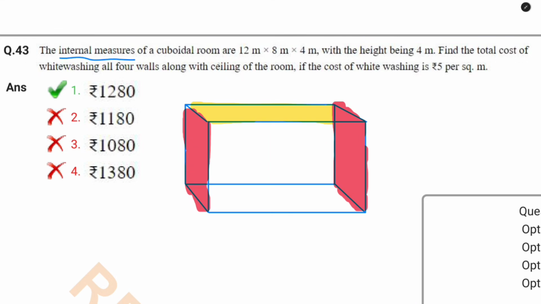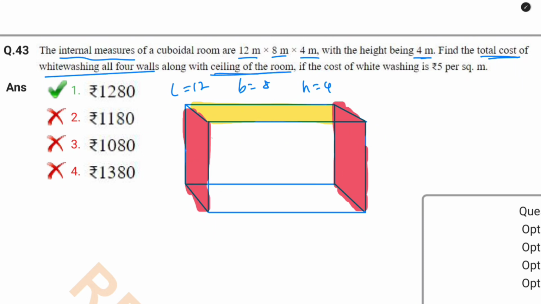So 25 is the HCF for option 2. Internal measures of a cuboid are 12 meter, 8 meter, 4 meters. So L, B, H. So L is 12, B is 8, and H is 4. With the height being 4 meter, find the total cost of whitewashing all 4 walls along with ceiling room.